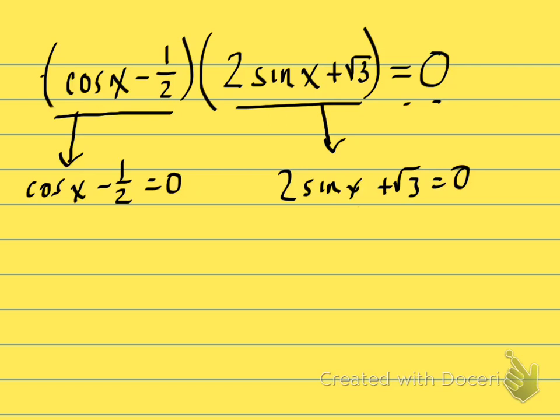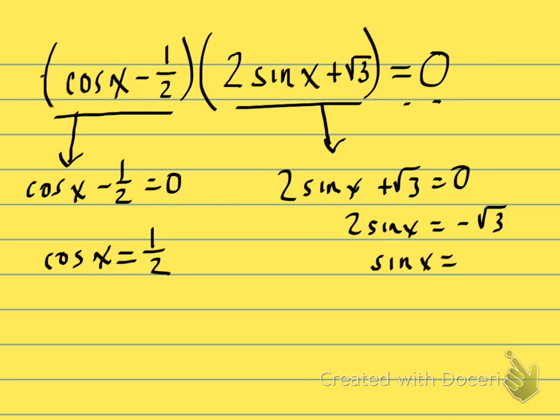Add 1/2 to both sides, and you get cosine x equals 1/2. Over here on the other equation, 2 sine x plus root 3. Okay, well, I'm going to subtract root 3. So 2 sine x equals negative root 3, and then divide by 2, of course. All very familiar algebraic techniques. Nothing really fancy or special here, even though the problem started off looking pretty scary. Okay? But when we get to our solutions here, cosine x equals 1/2, and sine x equals negative root 3 over 2. Go back to the unit circle.